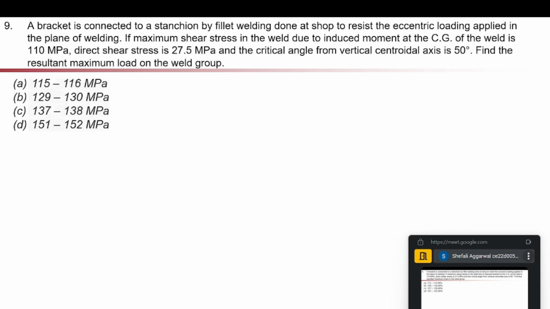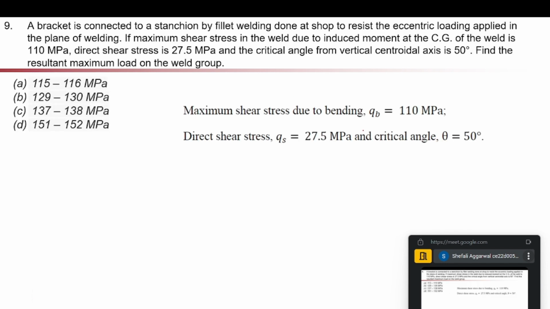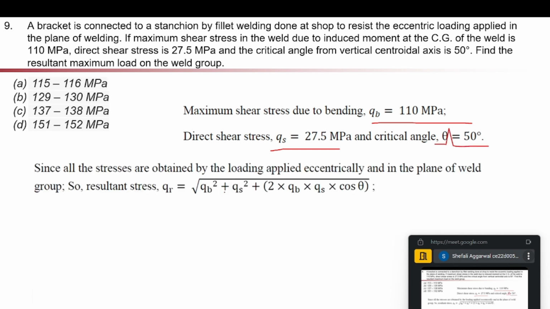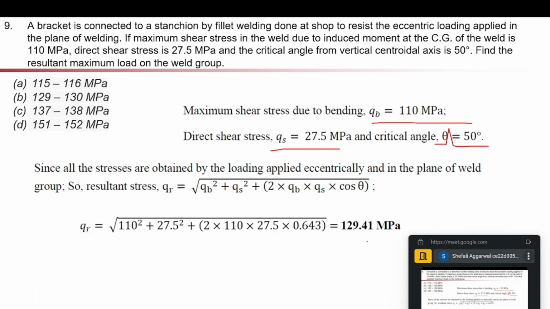So this is simple. We will use the last formula. Here, due to bending, it is given by 110. Due to shear, 27.5. Angle 50 degree. So the formula was the square root of QB square plus QS square plus 2 QB QS cos theta. So we have all the values QB, QS as well as theta value. So we will calculate our resultant stress and it is coming as 129.41 megapascal.